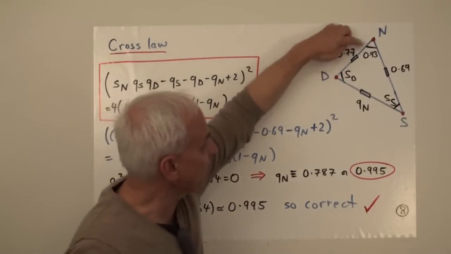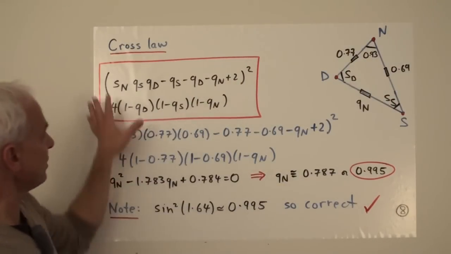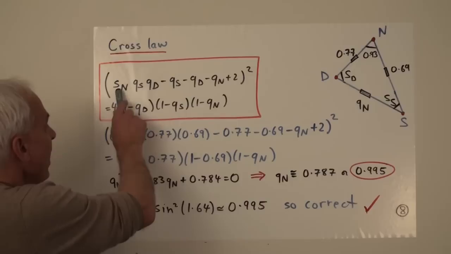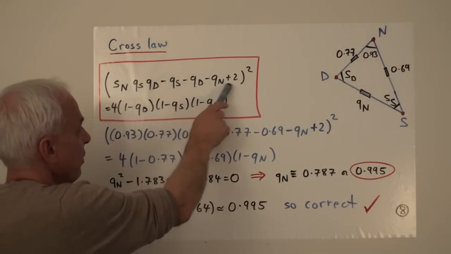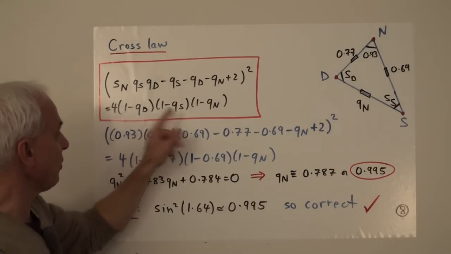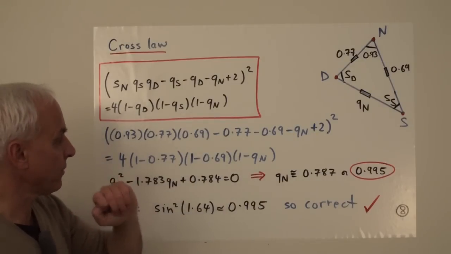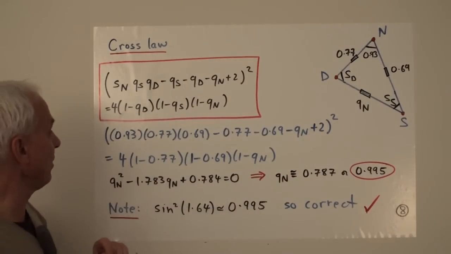So if we call this quadrance Q sub S, this quadrance Q sub D, then the abstract formula is that (Sn times Qs, Qd minus Qs minus Qd minus Qn plus 2) all squared is 4 times (1 minus Qd), (1 minus Qs), (1 minus Qn). Okay, we have these 3 values. We can plug things in.